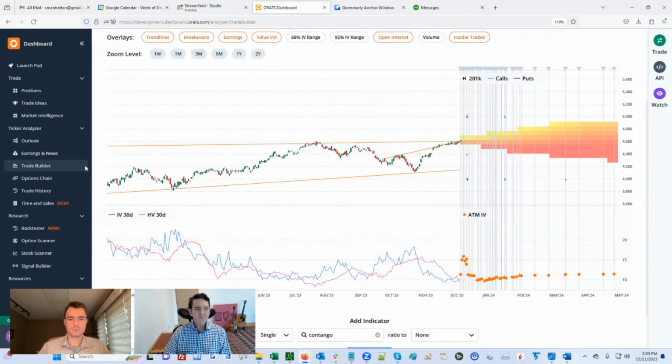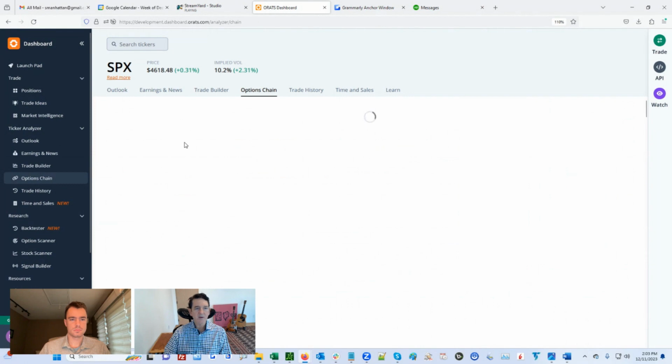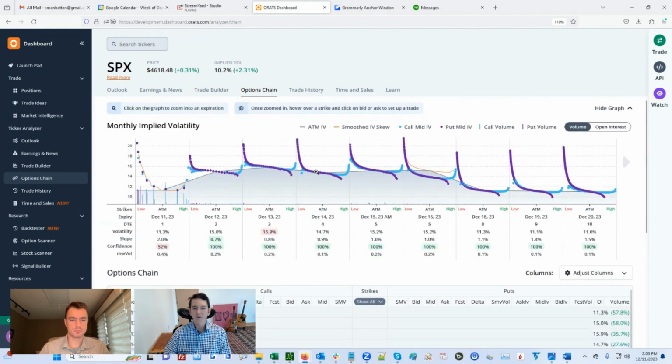And the other thing that we're going to be talking about is skew, or we call it slope, because we take the slope of a tangent line at the 50 delta. So this is implied volatility at each strike for each month. And it kind of looks like a smirk, I'd say, or a snake. And so we measure that slope, and we say what it is. And so we present it here as slope.